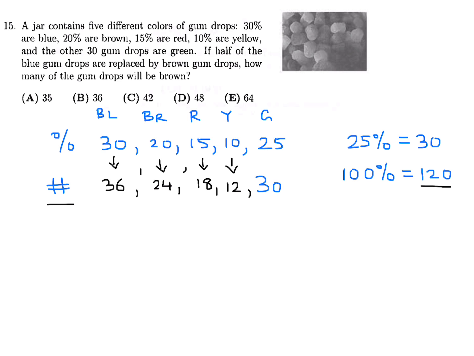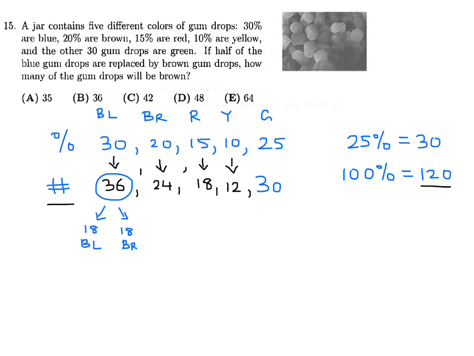Half of the blue gumdrops, so half of these guys, so 36 divided by 2, so 18 of them, are replaced by brown gumdrops, okay? So I guess 18 will now become brown, and the other 18 remain blue. How many of the gumdrops will be brown?